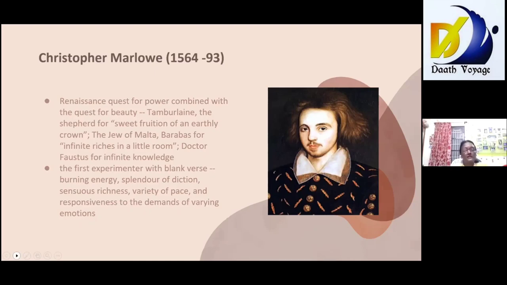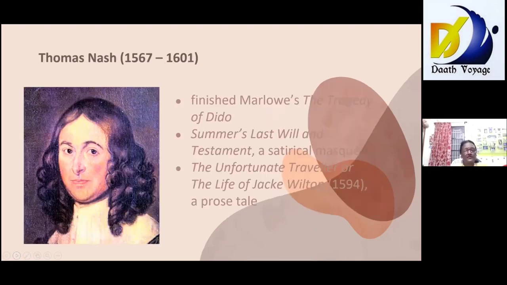Next to Christopher Marlowe is Thomas Nash, 1567 to 1601. And he has finished Marlowe's work. So they are contemporaries. They collaborated with each other. We have Thomas Nash finishing Marlowe's The Tragedy of Dido. That's why it is called a collaborative work.